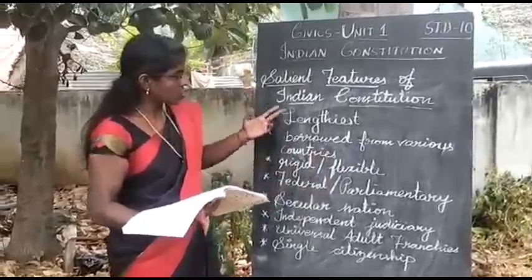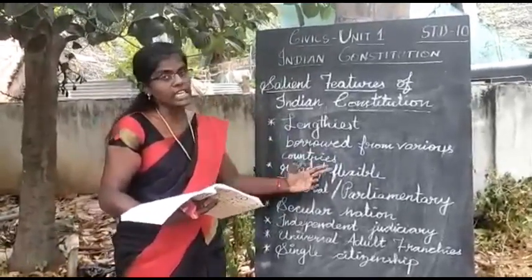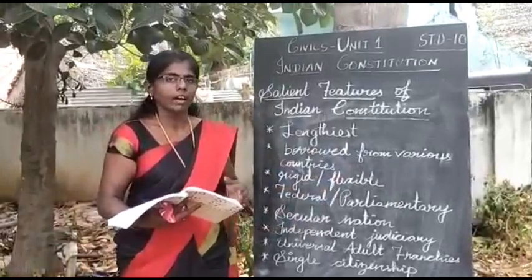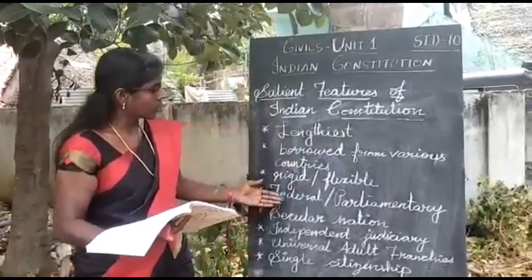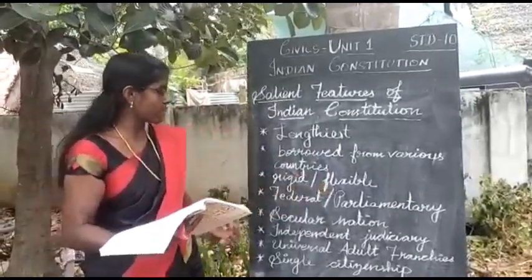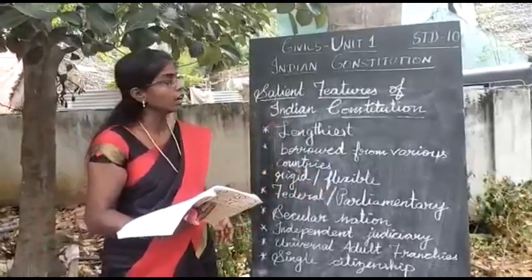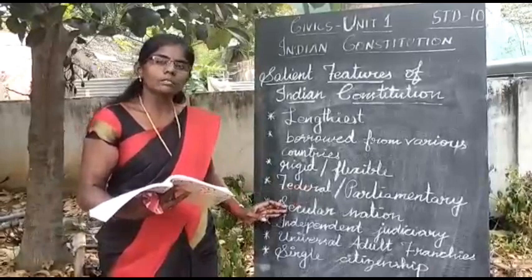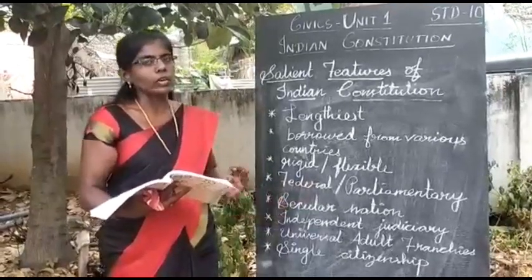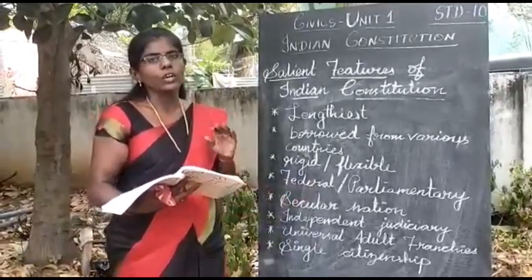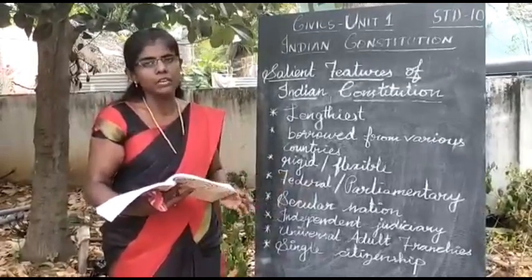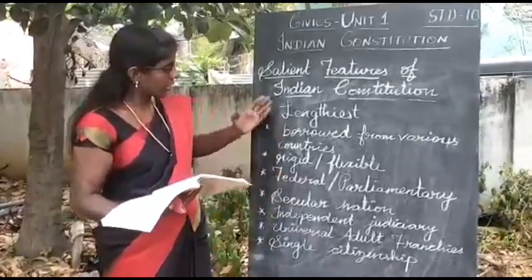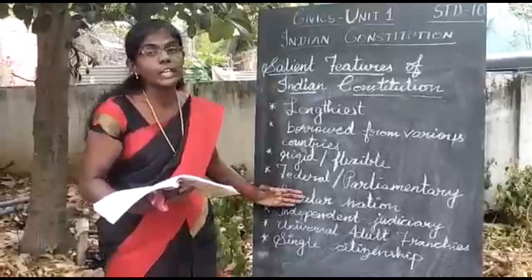So our constitution sometimes has to be rigid as well as flexible towards the people or the citizen. Next, federal and parliamentary forms of government we can see in the Indian constitution. Fifth point, we can see secular nation. So what is meant by secular nation? In India, we can see a variety of communities, religions and beliefs. So India is called a salient feature of secular nation.